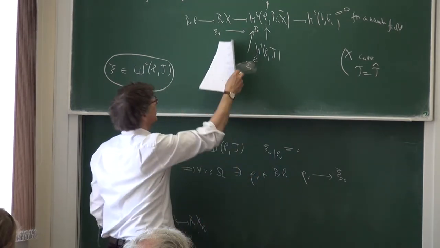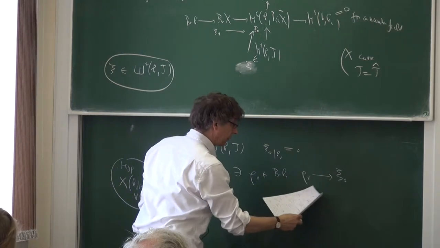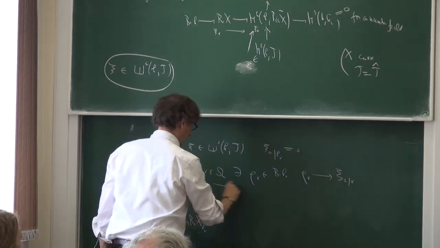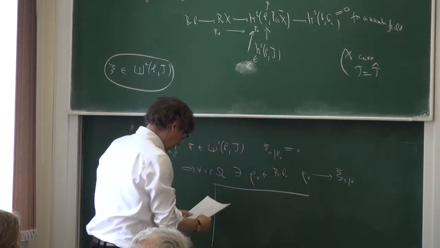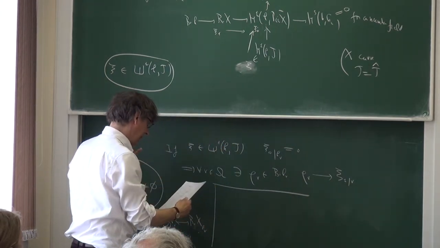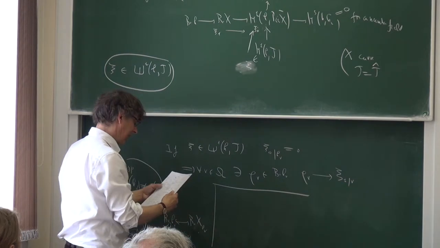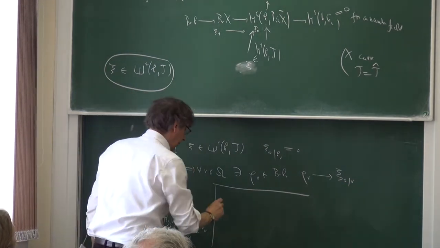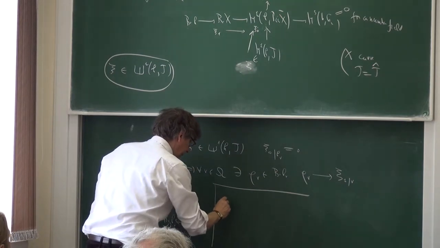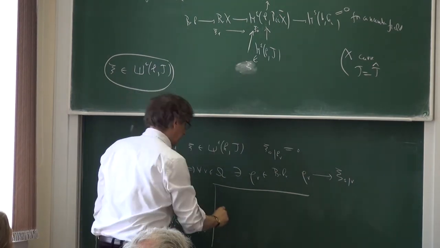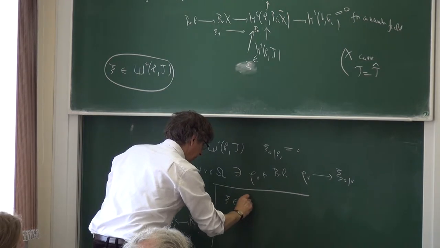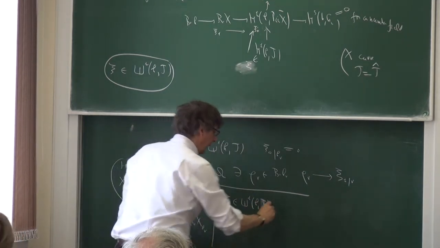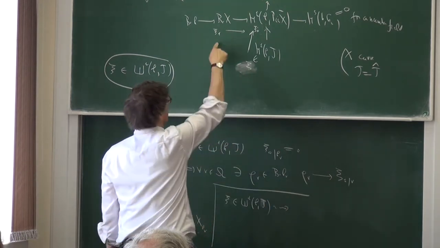If I have given ξ1 here, there's a unique ρ_V that gives this one. Okay, so now I see that I'm not completely clear. So now, in fact, I start with my ξ in Ш¹(k, J), I lift it to a ξ1 here.